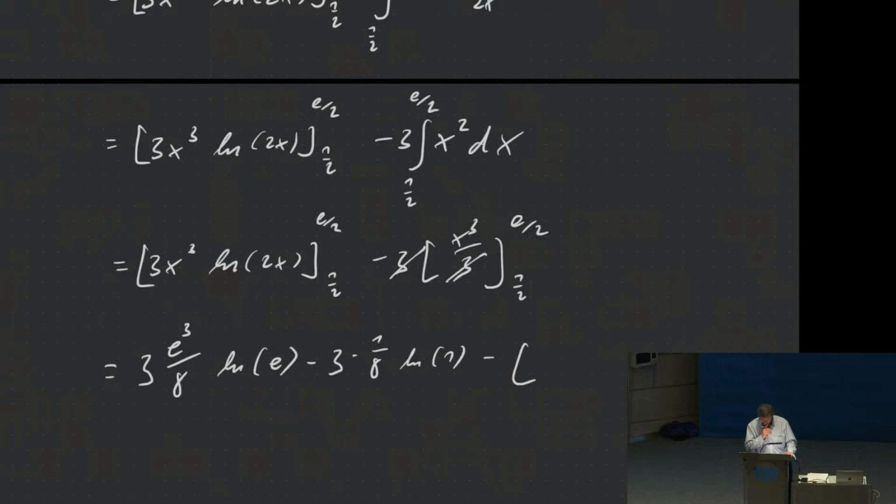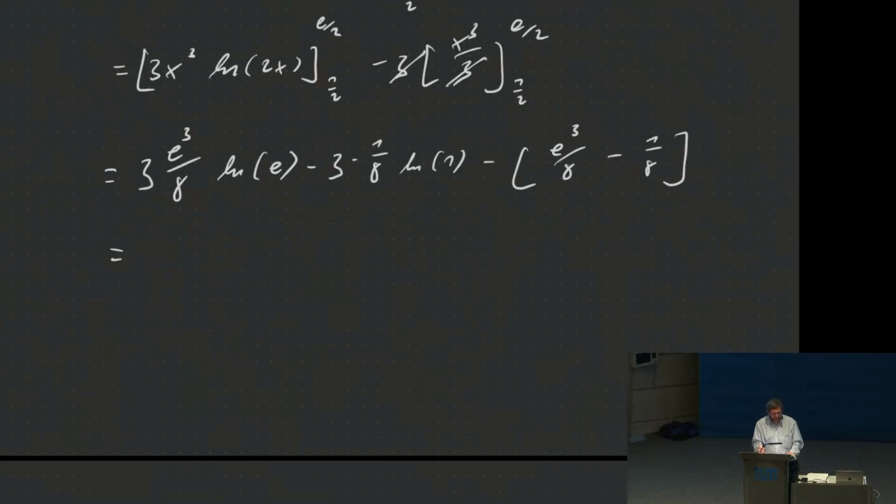So substituting e over 2 here in the first expression, that yields 3e to the power of 3 over 2 to the power of 3 is 8, times ln 2 times e over 2 is just e, minus, and then the lower bound, that is 3 times 1 over 8, 1/2 to the power of 3, times ln 2 times 1/2 is 1, so it's going to vanish anyway, minus, and then x to the power of 3, so this is e to the 3 over 8, minus 1 over 8.